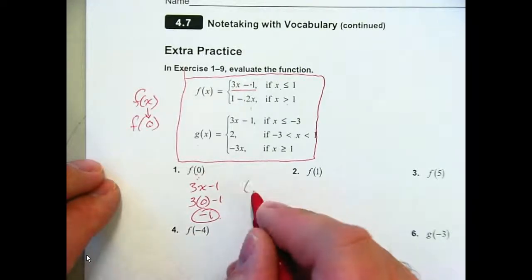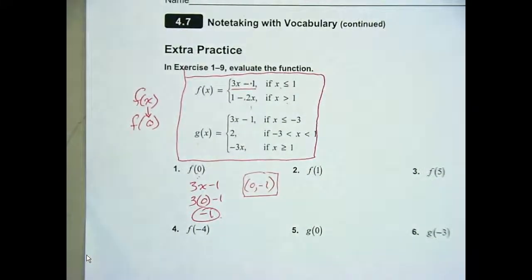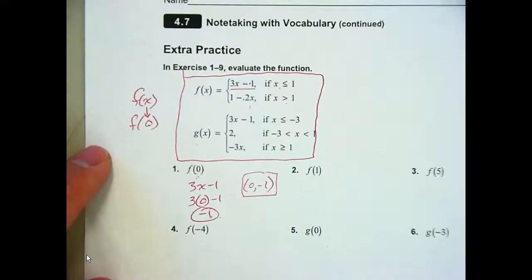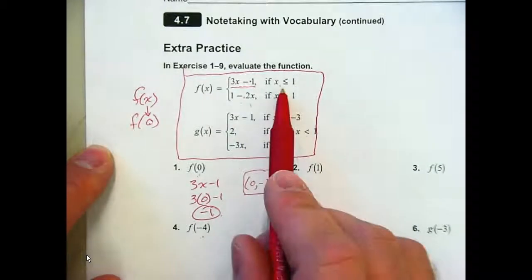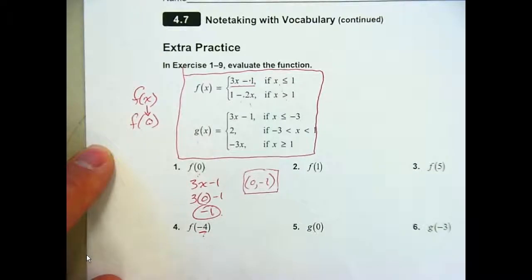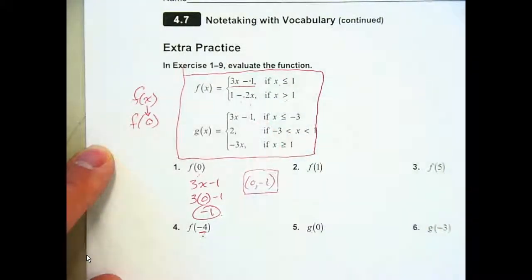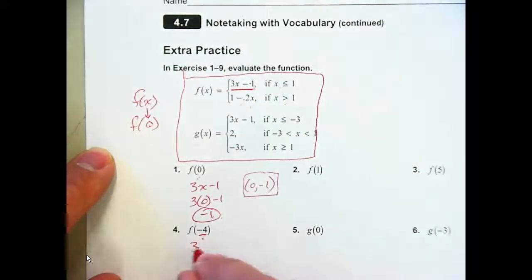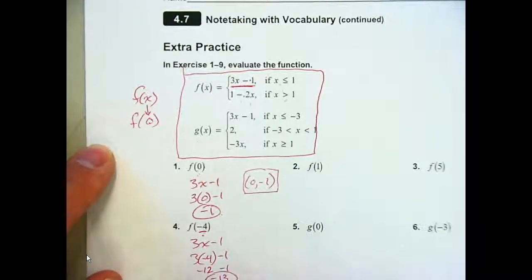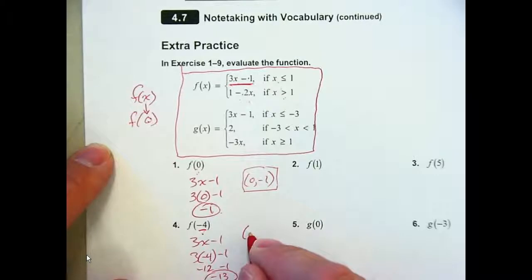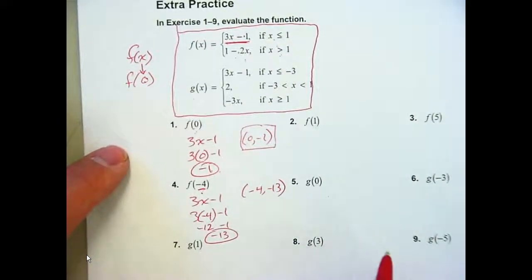Everything comes back to a graph. Now, you don't have to write it out like this. You just put negative 1, but that's what you're actually getting. Yeah? So on this one, am I using 3x minus 1 or 1 minus 2x? So here's x. X is negative 4. Is that less than or equal to 1 or greater than 1? Less than 1. So we use 3x minus 1. 3 times negative 4 minus 1. Negative 12 minus 1 is negative 13. So once again, that would be an ordered pair. Negative 4, negative 13. Now, it's not asking you to do that ordered pair, but I'm just trying to get you in that habit right now for when we use that later on.